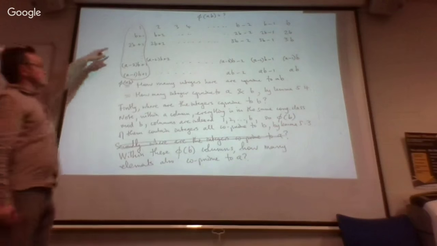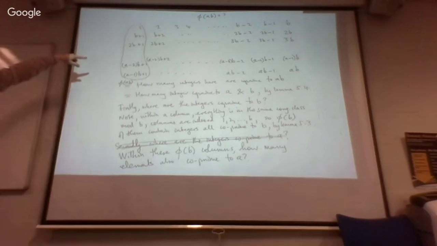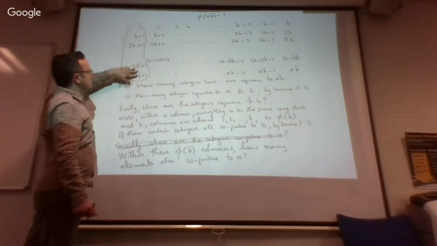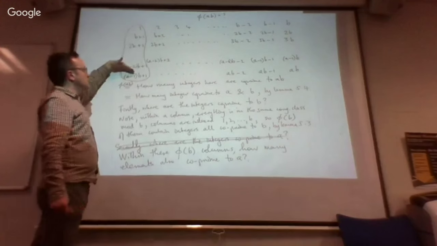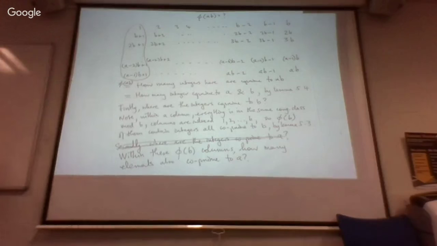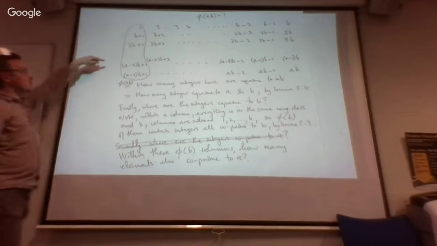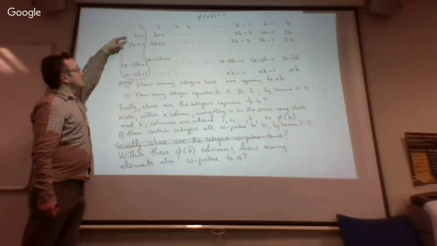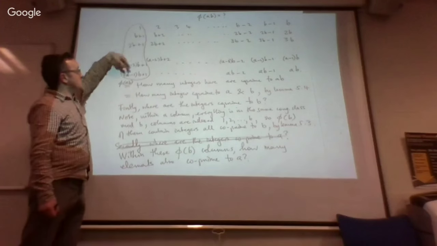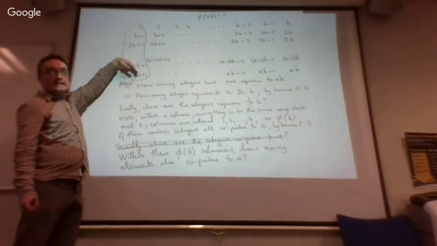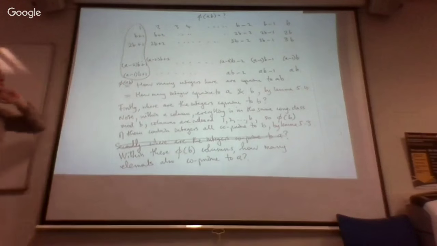Let's just look at the first column. All of these numbers are co-prime to b, but how many of them are also co-prime to a? That's the question. How many of these numbers are co-prime to a? Now, first of all, how many numbers are there here? Well, they're indexed by the multiple of b, and it goes from 0 up to a minus 1. So there's a different numbers here. Then we ask ourselves, well, how do they fit with regard to the congruence classes modulo a?